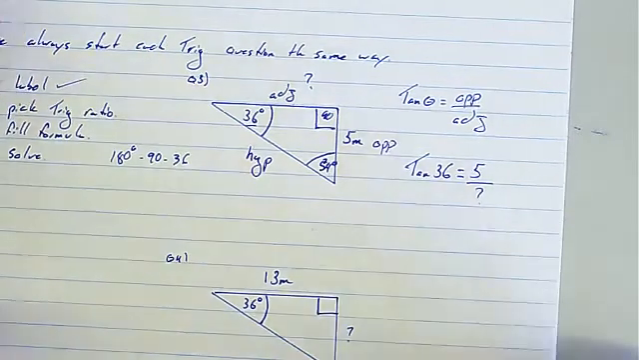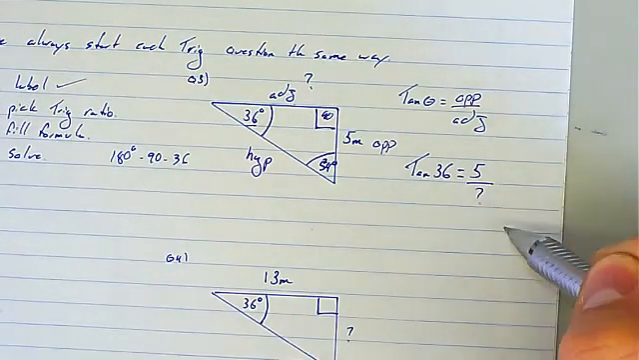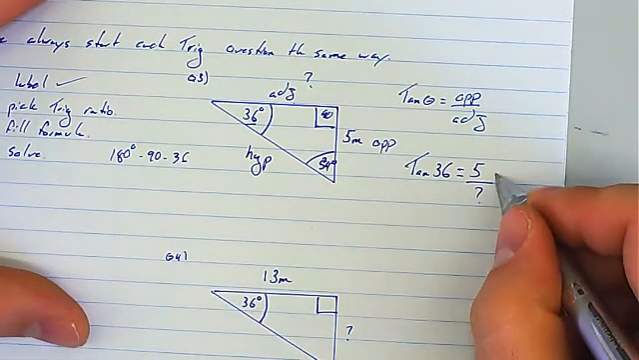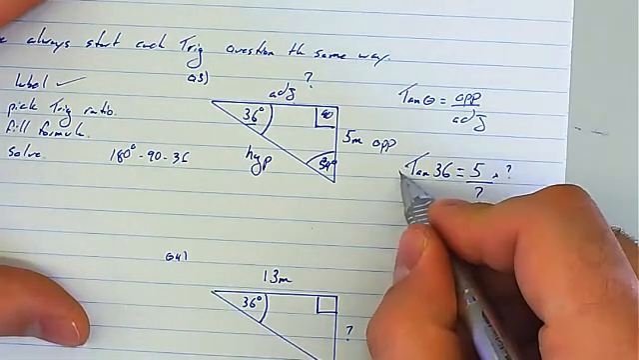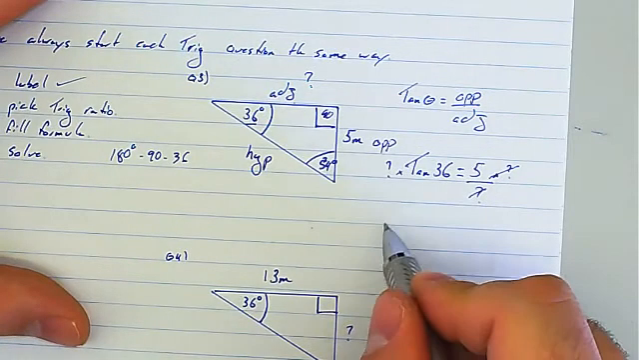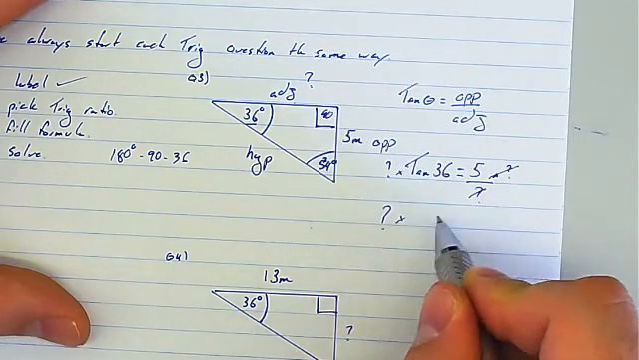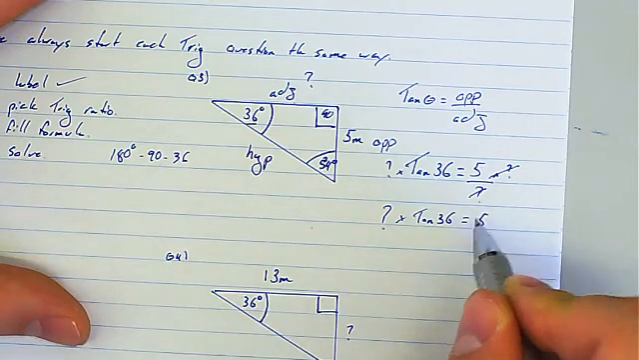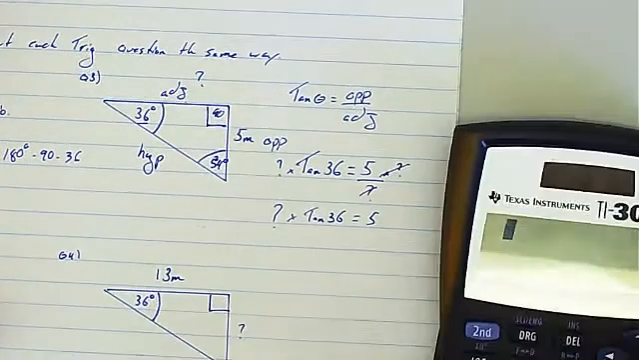Sorry, tan 36 equals 5, which is our opposite, divided by the adjacent, which we don't know. At this point in time, we're just going to rearrange this formula to get our unknown by itself. So I'm going to times both sides by my question mark. These are going to cancel out. I'm now left with my unknown times tan of 36.